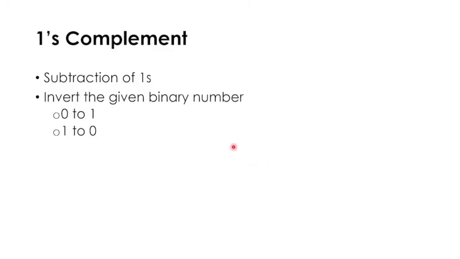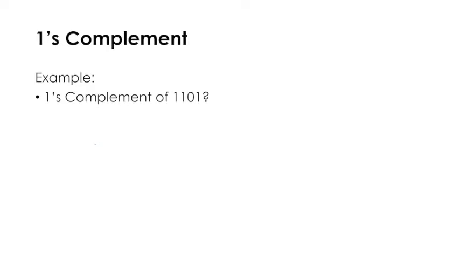Now let's have the ones complement. For the ones complement, it is just a subtraction from ones, or you can invert the given binary number. Meaning, the 0 will be 1 and the 1 will be 0 to get the ones complement. So let's apply this in some examples. What is the ones complement of 1101?